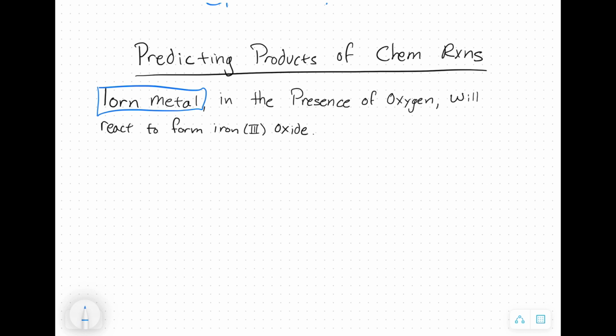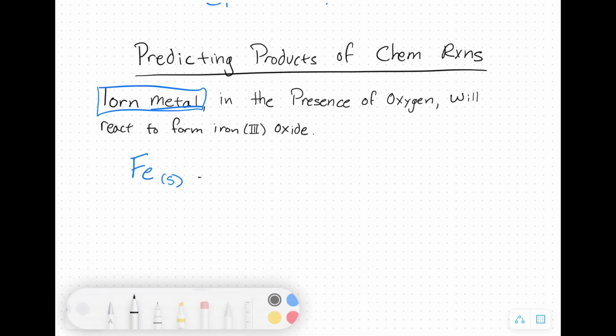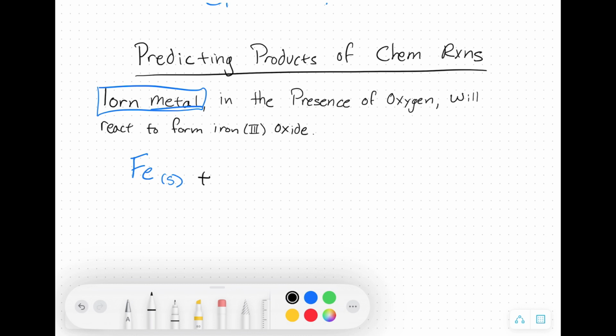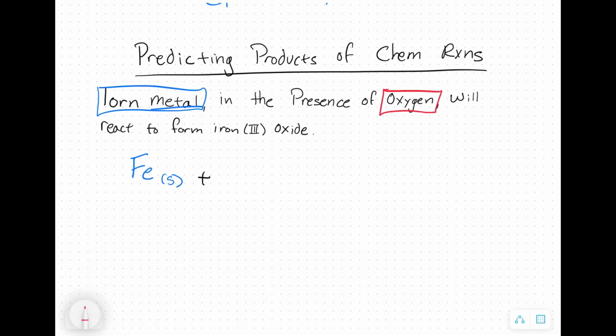Iron metal, we're going to say Fe. It's saying we're metal, so we're probably in the solid state. Is going to react. That's basically what the "in presence" means, of oxygen.